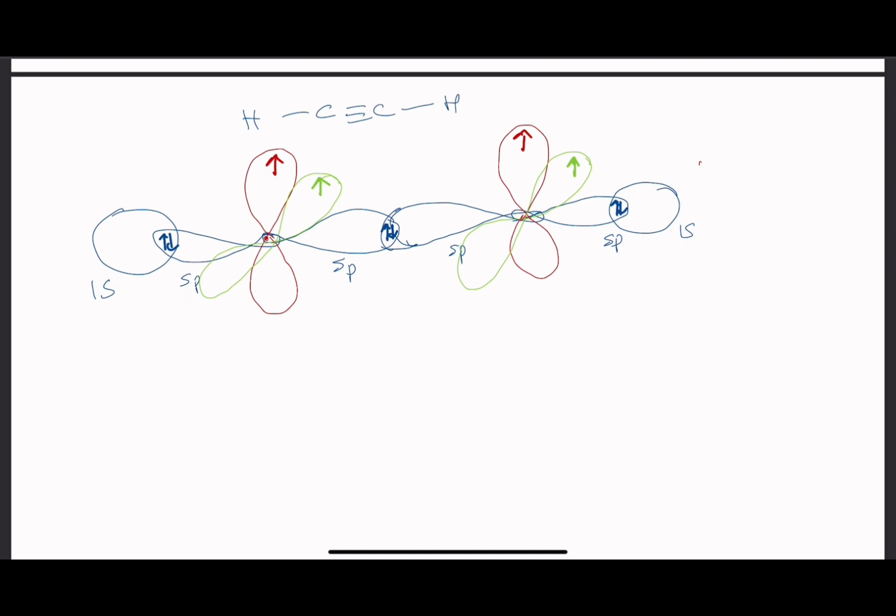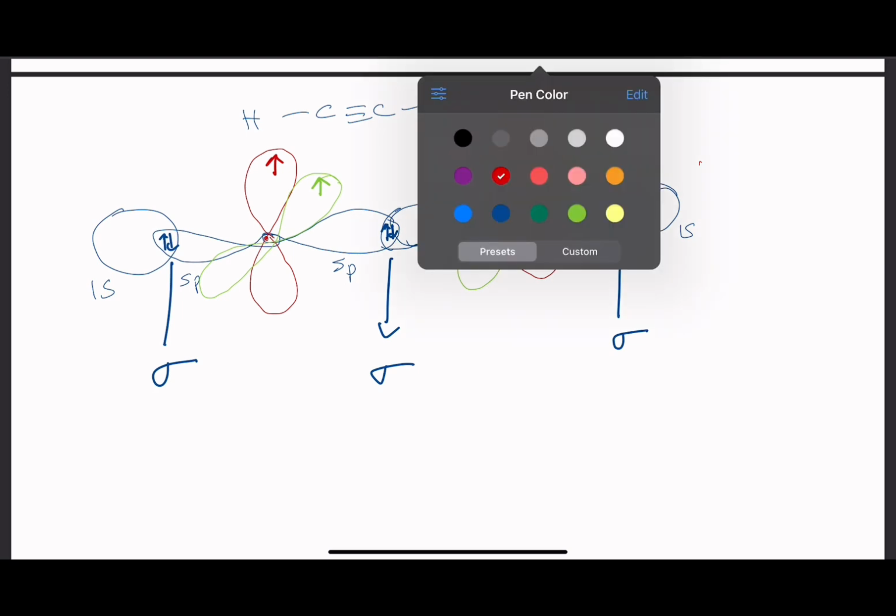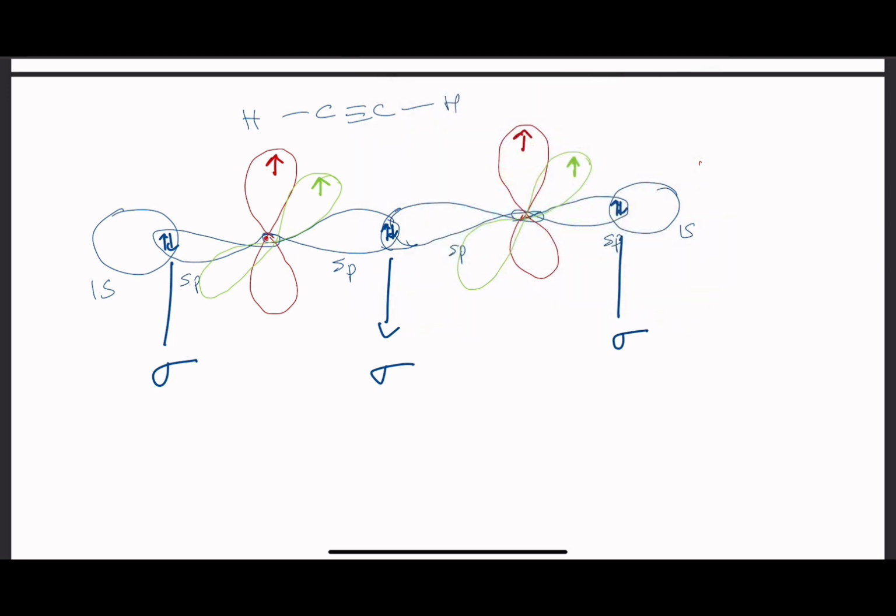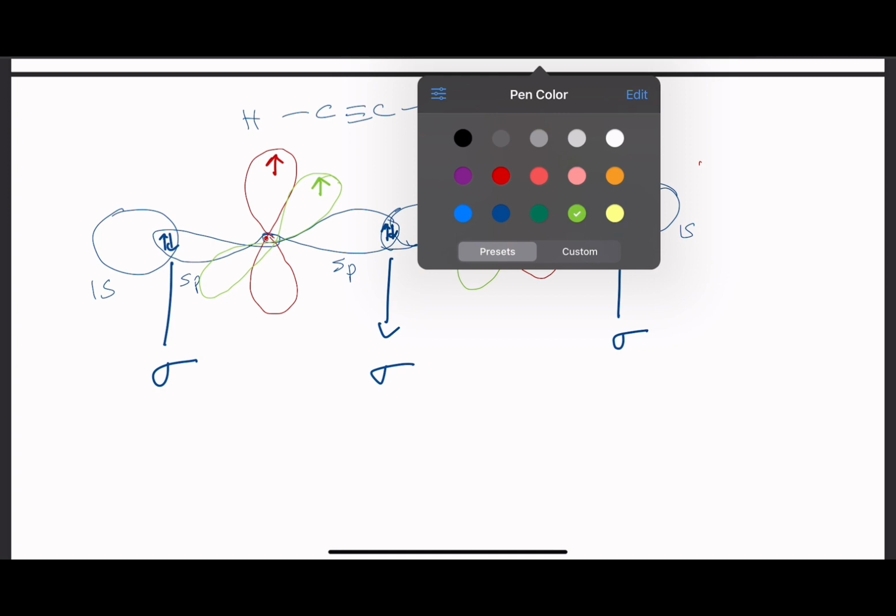So as we see, this one is gonna be a sigma bond. This is sigma bond, this is sigma bond. But this one's up top, we made a pi bond. So you see this green one and the red one. So I'm gonna go with the red one first.